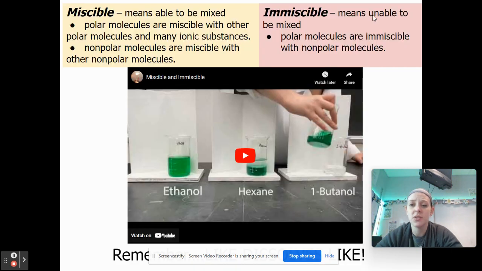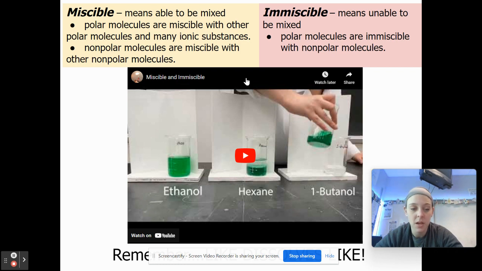So that leads us to our last little thing to talk about, which is miscibility. So when do things mix together? You've all probably seen at some point or another oil and water. Oil and water does not mix. Doesn't matter what you do, it's always going to separate. This has to do with polar and nonpolar molecules. Polar molecules will mix with polar molecules and some ionic compounds as well, but they will not mix with nonpolar.